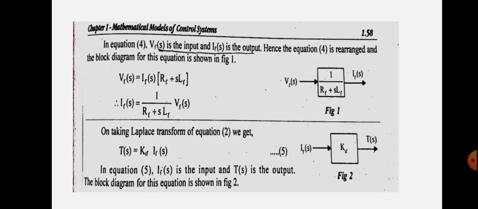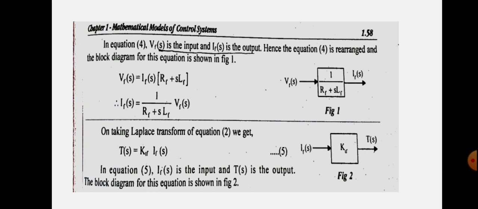Input is Vf of S and output is If of S. First we will mark that, and there is a block between the input and output. Its transfer function or gain will be 1 by Rf plus S into Lf. So that's all about the first block.